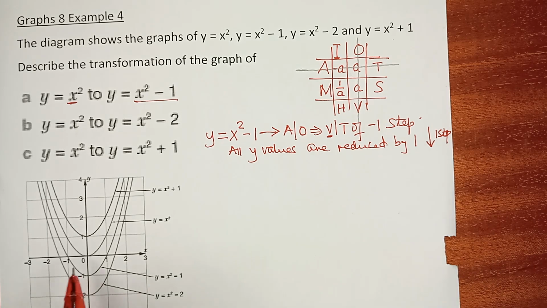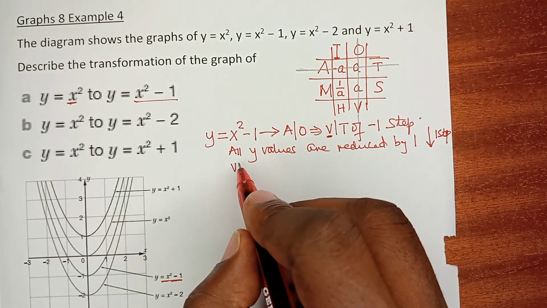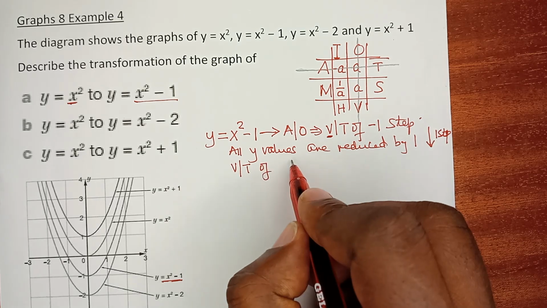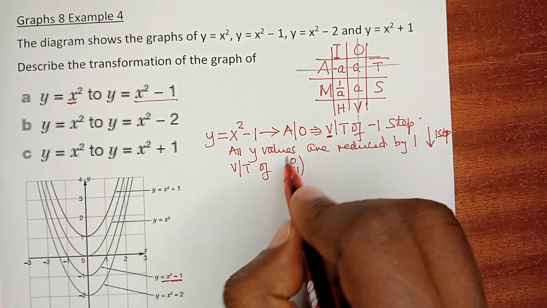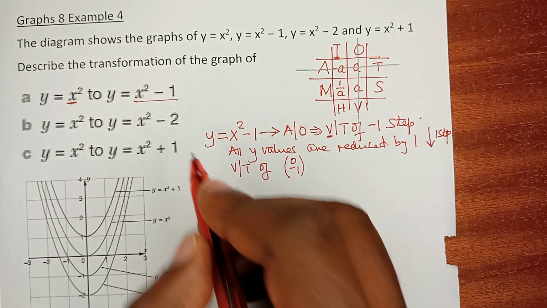If we use one of the original points of the graph y equals x squared, 0, 0, x is not affected, but y minus 1 becomes 0, -1. So this is the graph of y equals x squared minus 1. So it is a vertical translation of 0, -1, if you want to explain that using column vectors. Now, that is part A.